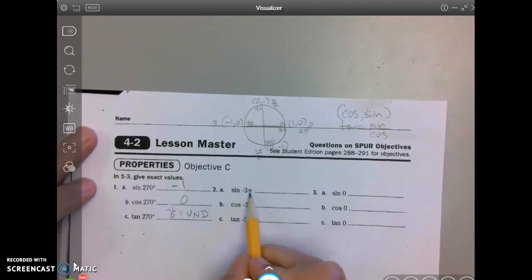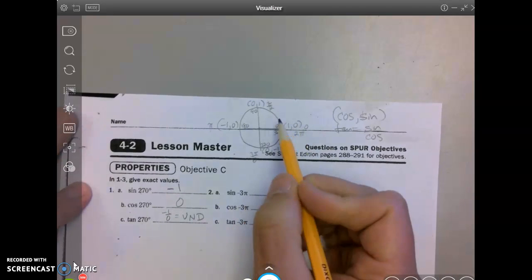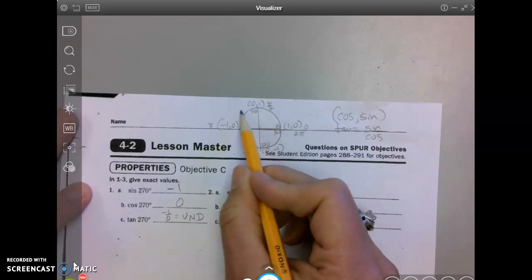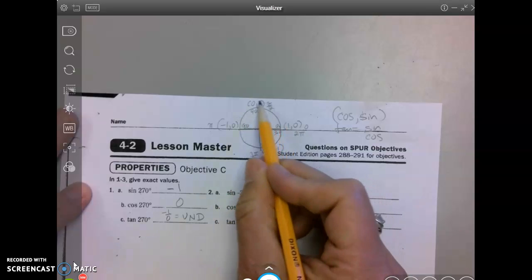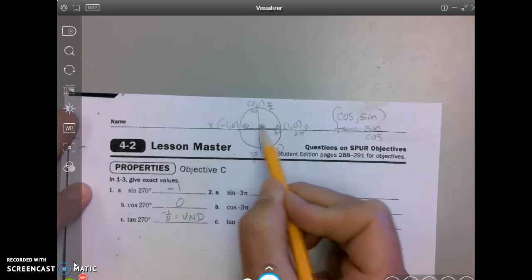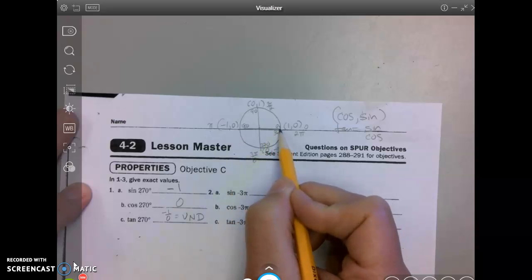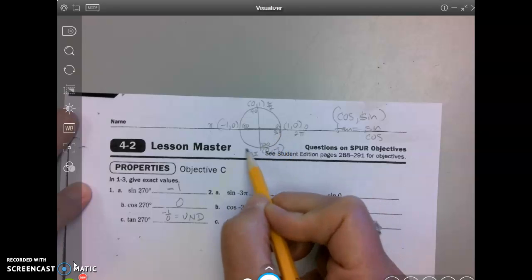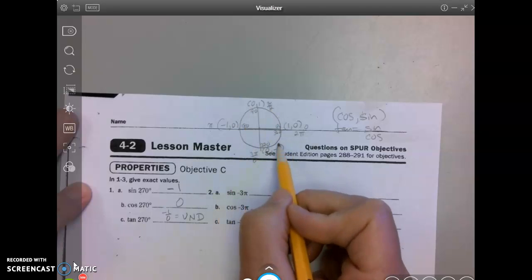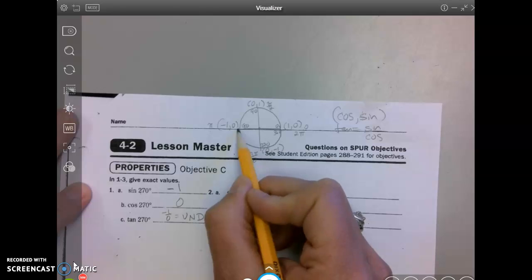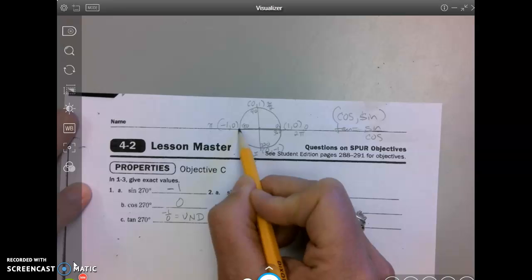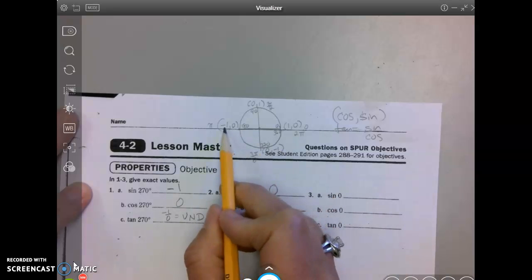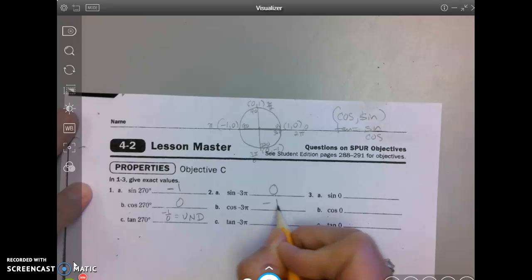All right, at negative 3 pi, let's talk about where that would be. This is 0, 1 pi, 2 pi. This would be 3 pi. Negative 3 pi is just going to be going the other direction. Negative 1 pi, negative 2 pi, negative 3 pi. So right here is negative 3 pi. And sine is the y-coordinate, so it's 0. The x-coordinate is negative 1, and the tangent is 0 divided by negative 1, or 0.